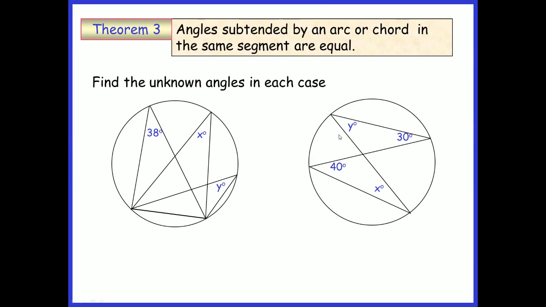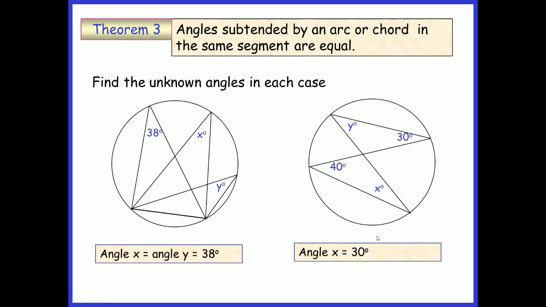Okay. Find the unknown angles in each case. So it's giving you the same layout as before. So we know if this is 38, then these other angles must be equal to 38 because they all originate on the same chord or arc. Similarly, this one over here, x is going to equal 30, because those two angles are subtended from the same arc or chord, and that's going to be 40 for the same reason. y is subtended by the same arc or chord as the angle 40, so y equals 40.